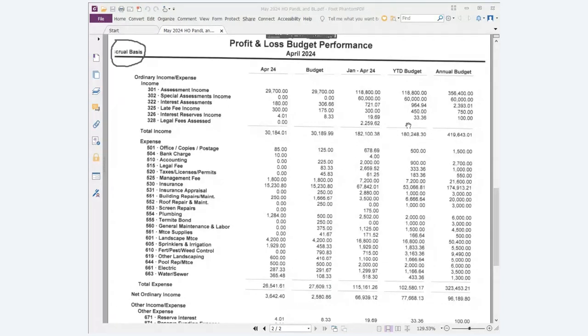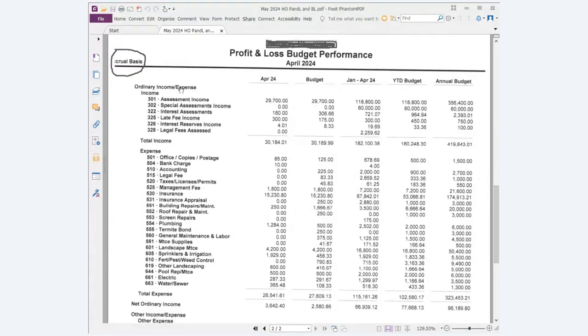So let's break this down a little bit and see what we have here. We have the income side of things, which would include assessment income, and special assessment income if there is any. As you see, there's a number here, so there is a special assessment that's been announced. Then interest assessments on late payments, late fee income, interest reserve income.